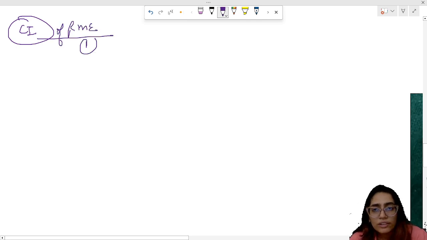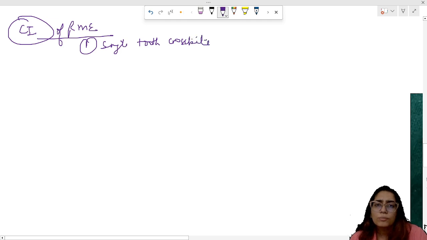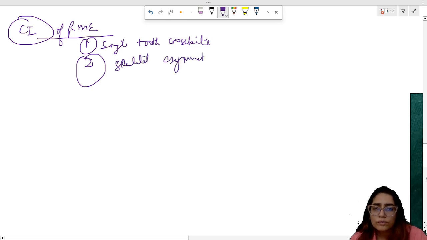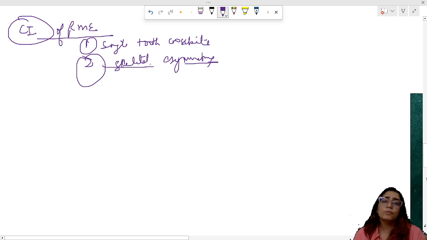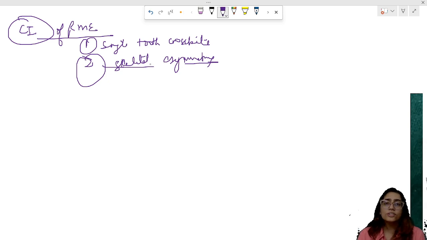So when they should not be given, when there is a single tooth crossbite. So ideally they should not be given, because these can be resolved by using simple appliances such as finger springs, some clasps. So there is no need to give such extensive appliances. So second will be skeletal asymmetry. Now because the expansion will be bilateral, if you give it in a skeletal asymmetry case, you are not solving the problem, rather you are just expanding, but again the asymmetry will still exist.